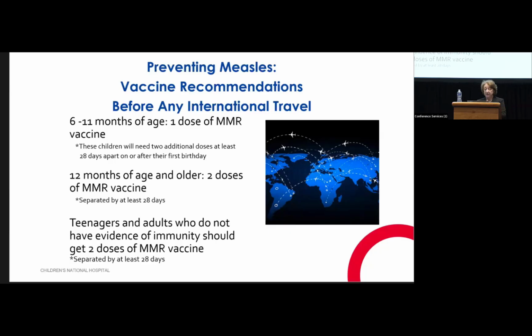So 6 to 11 months of age, 1 dose of MMR, and then when the child reaches their first birthday, 2 doses given at least 28 days apart. Patients 12 months of age and older, the 2 doses at least 28 days apart. And for our teenagers and adults, 2 doses of MMR 28 days apart. Okay.